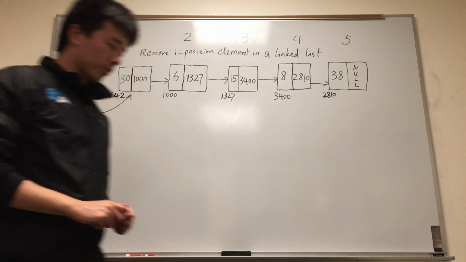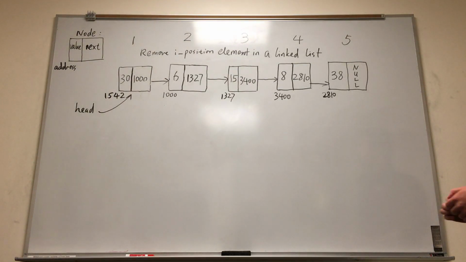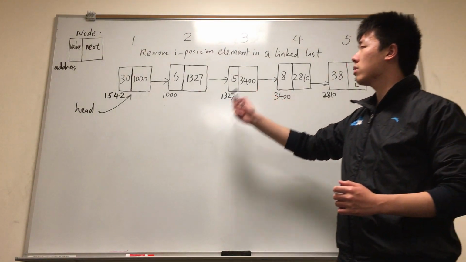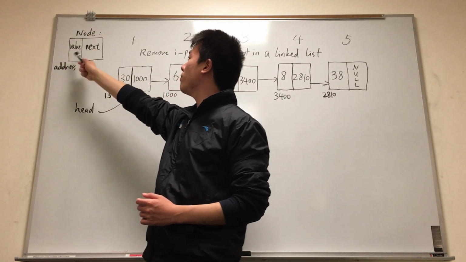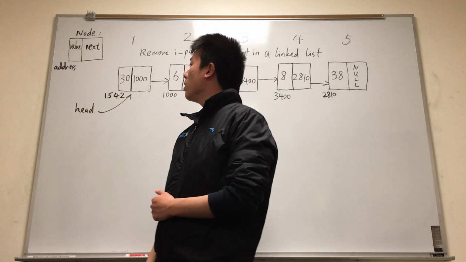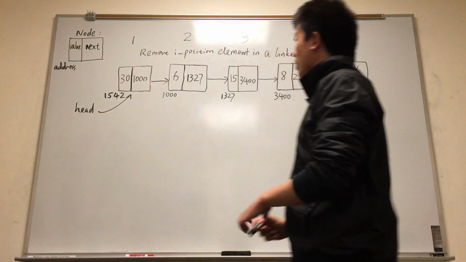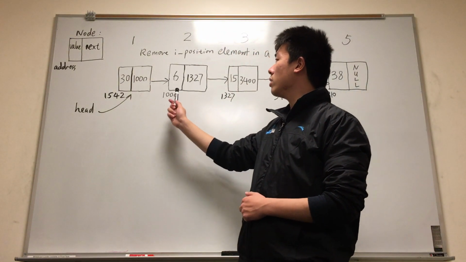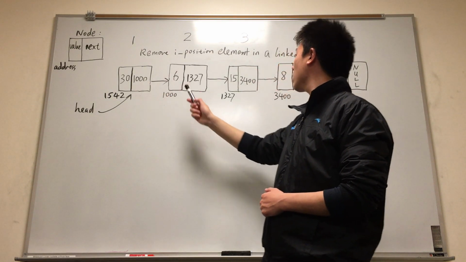Now we want to learn how to remove the ith element in a linked list. First of all, I want to tell you what this block means. This block means a node, and the left side means its value, and the right side means its next pointer. This number on the corner is the address of this node. As you can see, the address of this node is the next pointer of its previous node. That's 1000, 1000.